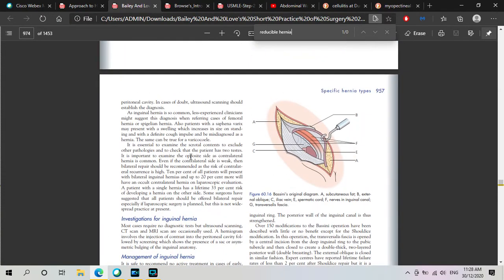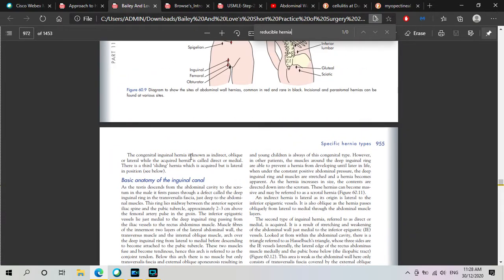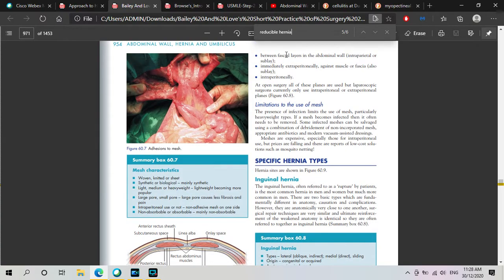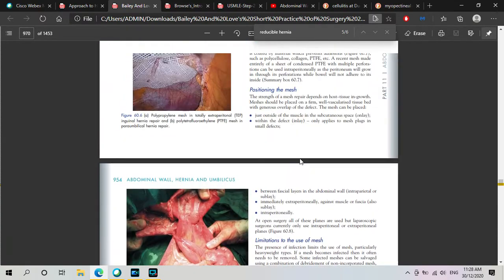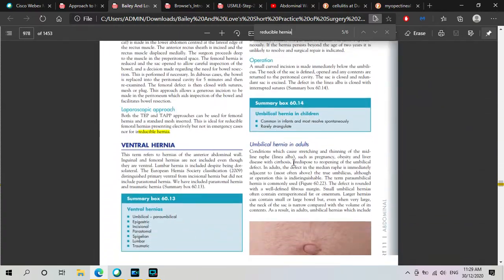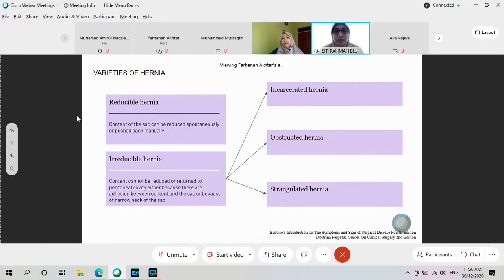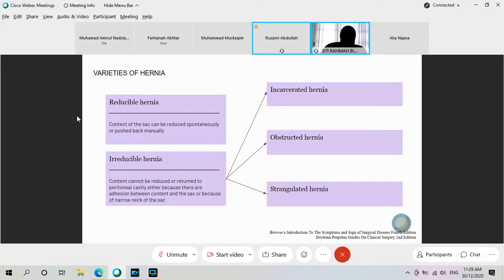Doctor, in Bailey and Love, it uses types of hernia by complexity. Yes, that is the proper term. Or you can just say types of hernia, or you can further sub-classify the hernia. Okay, classification or types of hernia, but it's not varieties of hernia. Okay, so sorry for that. This is also considered under the types of hernia. Can I proceed, Doctor?